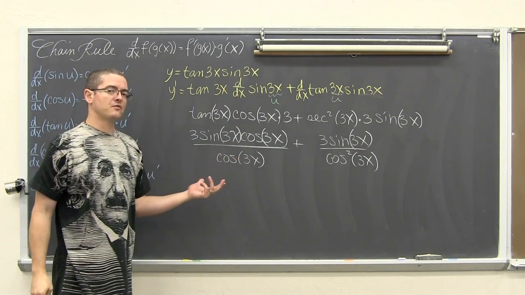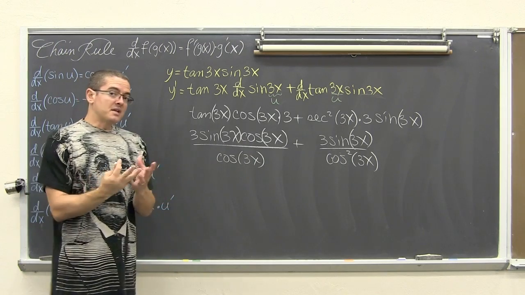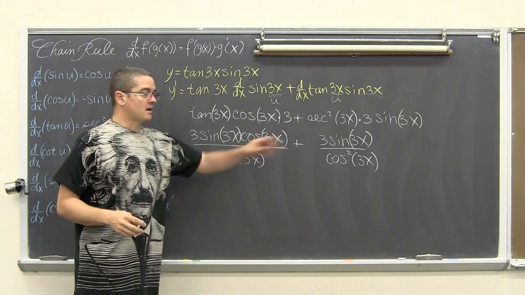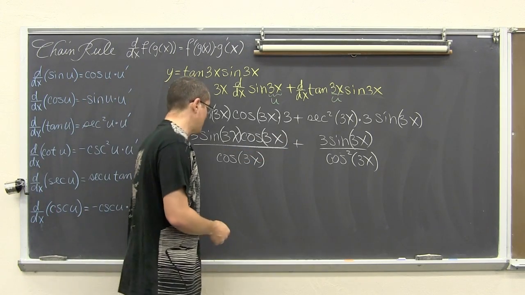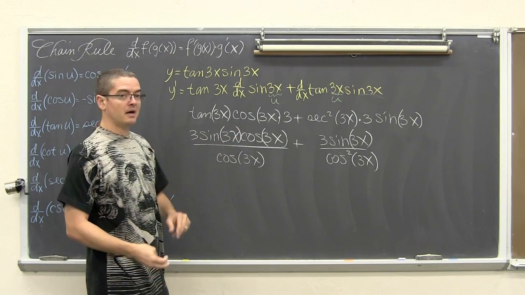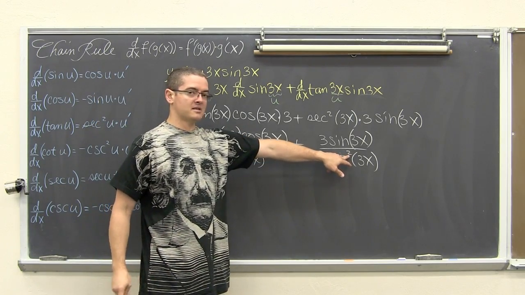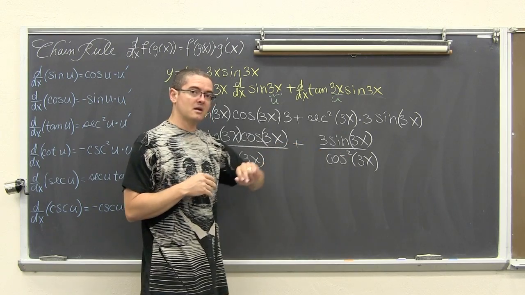Now if I want to write these two fractions together, if I want to make it a single fraction, of course I need common denominators. So I need to multiply the top and bottom of this fraction by cosine to match with the fact that this has cosine squared, or 2 cosines in the denominator.